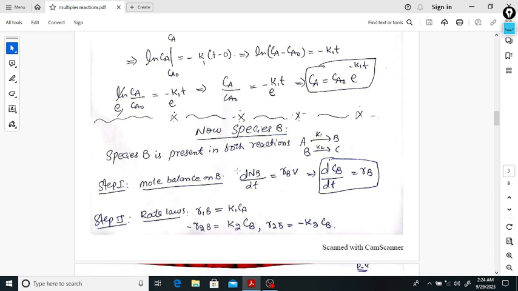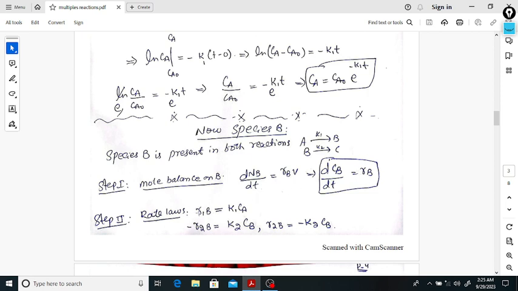Mole balance on component B is nothing but the change in the number of moles of B with the passage of time in the batch reactor, which is equal to the rate of consumption or formation of component B inside the batch reactor multiplied by the volume of the batch reactor. So mole divided by volume is nothing but the concentration of B, and here this is the rate of component B.